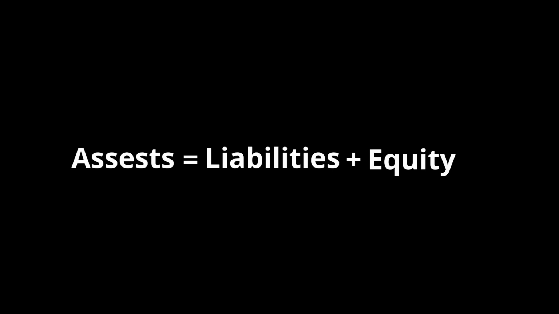The balance sheet shows the assets, liabilities, and equity of a company at a specific point of time, usually at the end of the year. It tells us what the company owns and owes and how much it is worth. The balance sheet follows the accounting equation: assets equal liabilities plus equity.